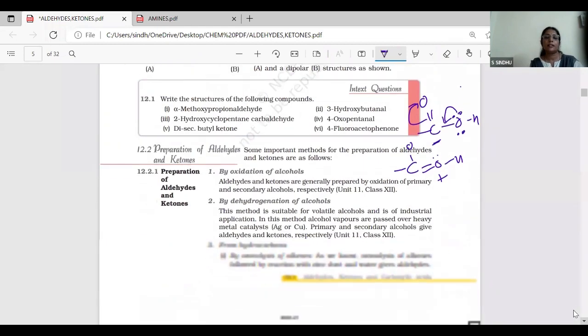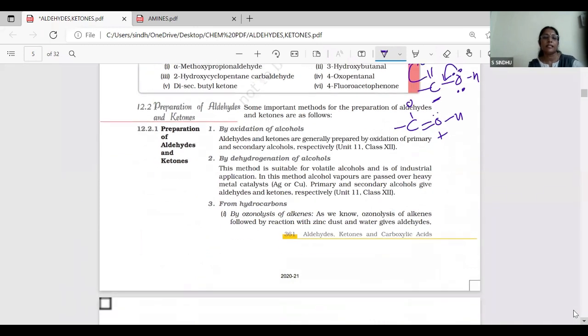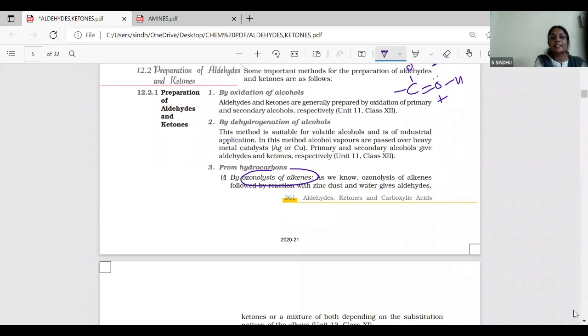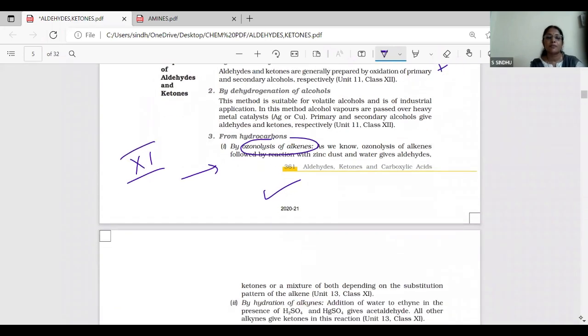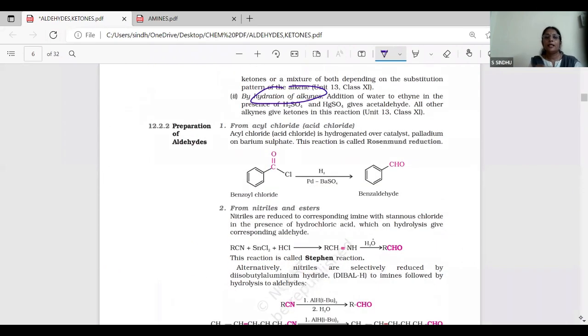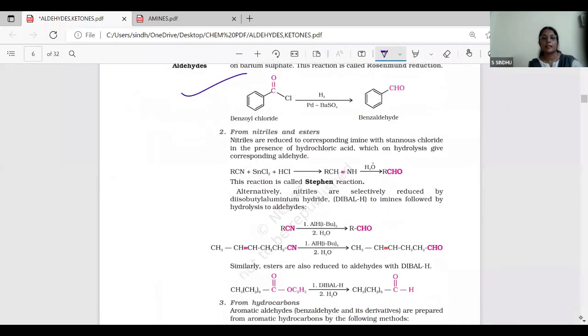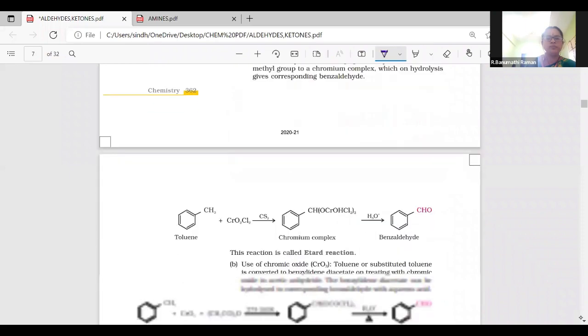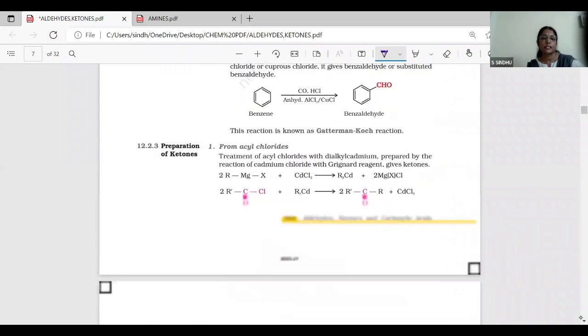Then preparation: oxidation, dehydrogenation and so on we dealt with in the previous chapter, but ozonolysis of alkenes we teach in class 11. So we have to take it up here once again, because many reactions use it. Hydration of alkynes also we have to reteach and refresh here when it comes in. And important name reactions coming in, Rosenmund and Stephen, and ketones getting reduced. So many name reactions come in here.